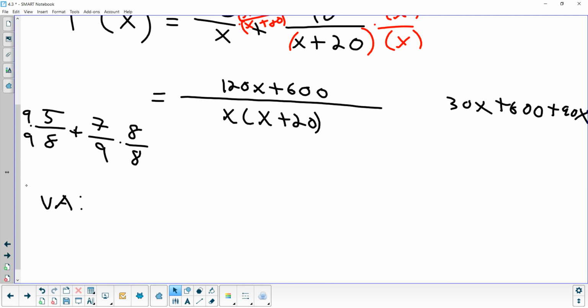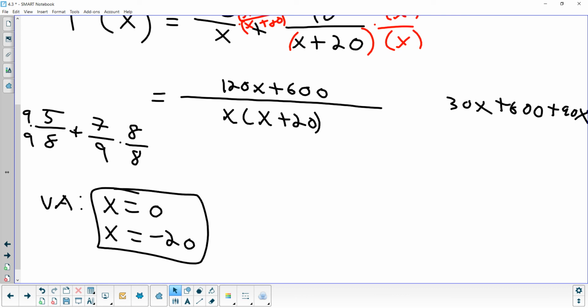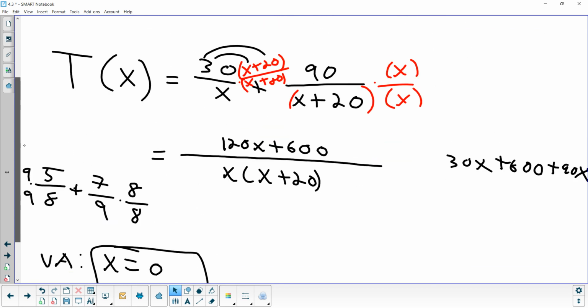Isn't it the zeros of the denominator? Zeros of the denominator, yes. So what are the zeros of the denominator here? 0 and -20. So x equals 0, x equals -20. I'm not saying that makes sense in this problem, because remember, x is the speed of the car, so it may not make sense in terms of the word problem, but that's not what they're asking. So we've got the vertical asymptotes.